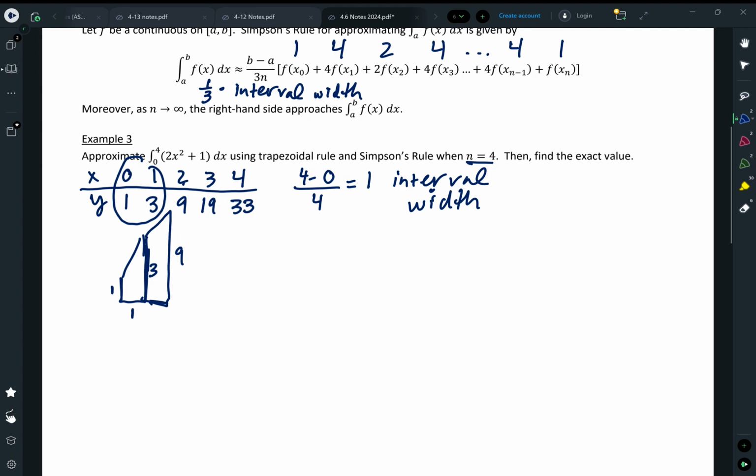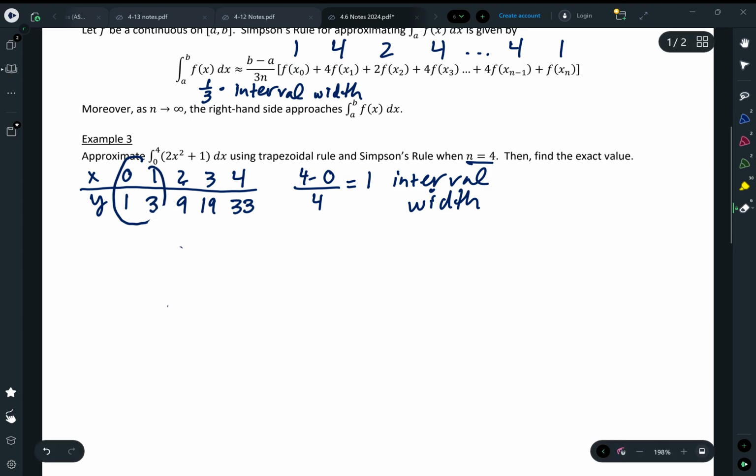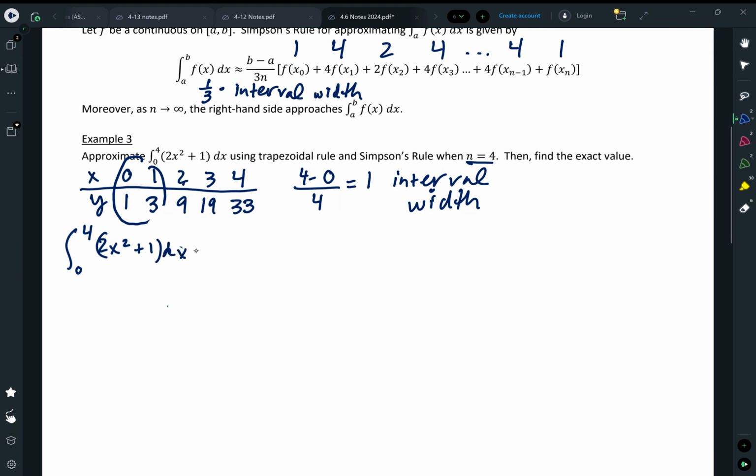I've got all these trapezoids that I'm trying to find the area of, and then I'm going to be adding them all up. So that's essentially what we're doing. So don't be afraid to sketch this out if you're really lost. So I'm going to write the integral from 0 to 4 of 2x squared plus 1 dx is approximately equal to, first we're going to do trapezoid.